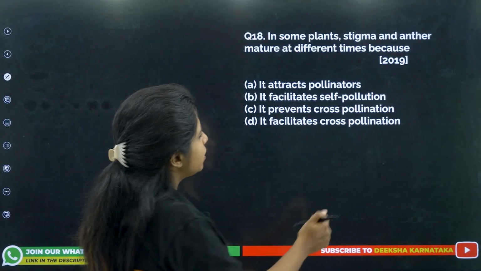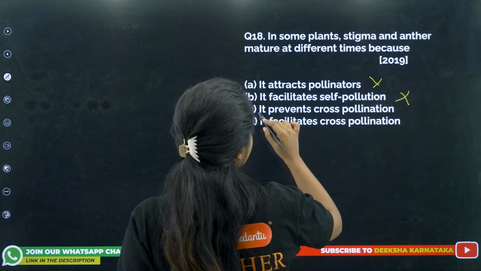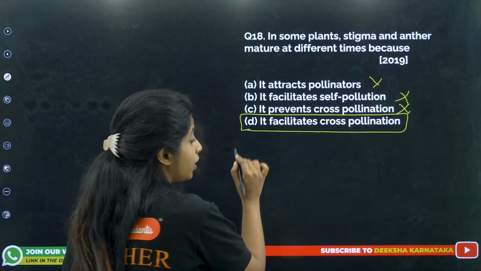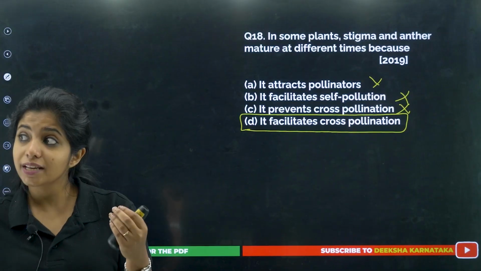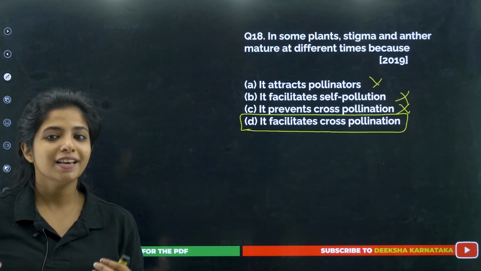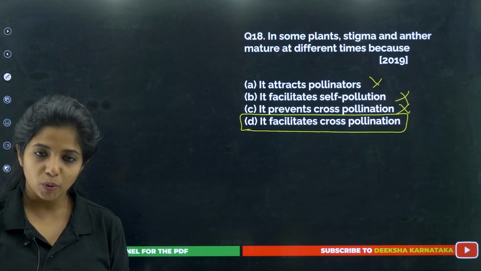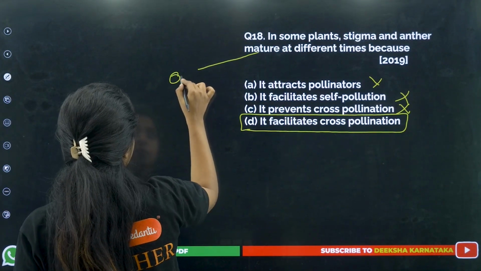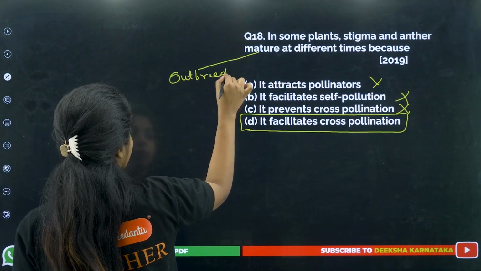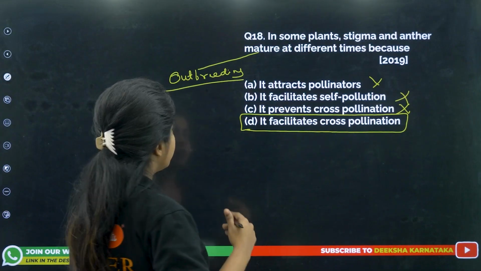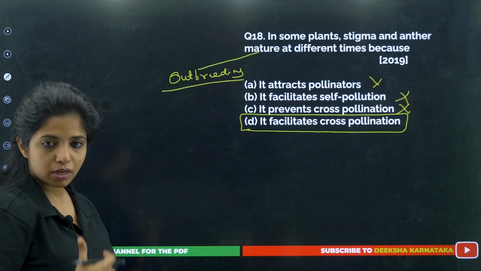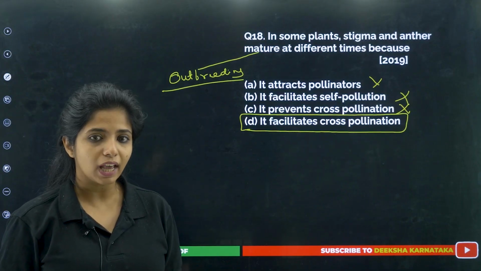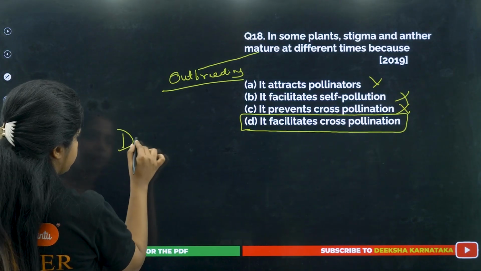Okay, so it attracts pollinators? No. It facilitates self-pollination? No. It prevents cross-pollination? No. It facilitates cross-pollination. Now at this point, when they are not maturing together, obviously other pollen grains from other plants can come, and hence it facilitates cross-pollination. It's an outbreeding device. This thing is an outbreeding mechanism. Outbreeding as in to promote outbreeding, as in breeding from other plants. To promote that, this is occurring. This is known as dichogamy. What do you call this as?